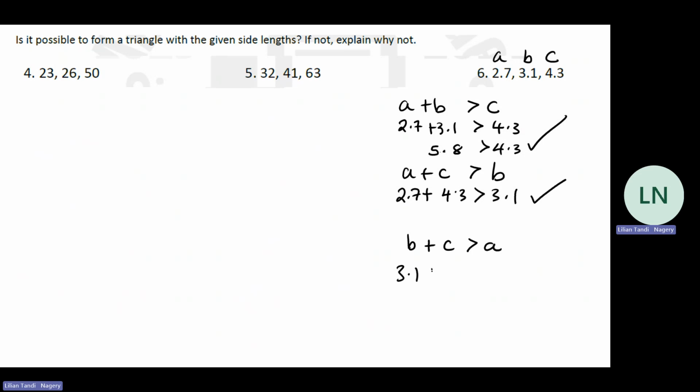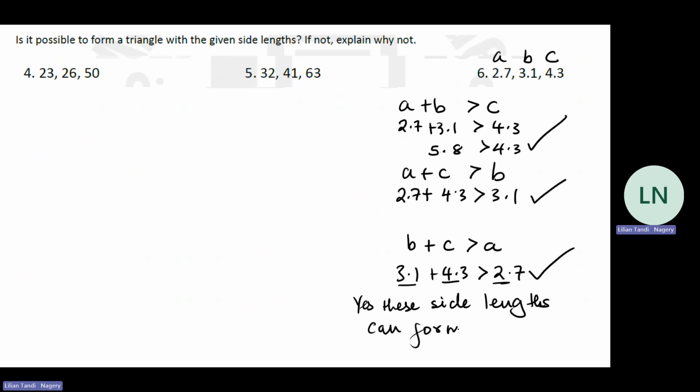3 and 1/10 plus 4 and 3/10 is greater than 2 and 7/10. 3 plus 4 is already greater than 2. So this is also true. Then you say yes. These side lengths can form a triangle. Okay.